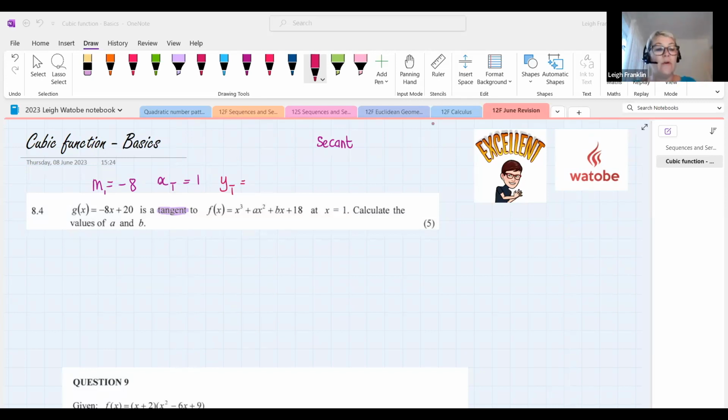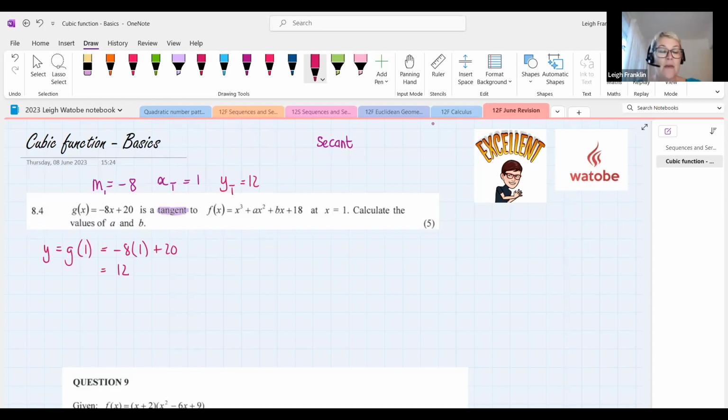Lovely. Well done. Okay, so we can sub 1 in. So either we can write it as y equals or g of 1 equals. Doesn't make any difference. And that gives us negative 8 times 1 plus 20, which gives us 12. So we know the y coordinate at the point of tangency.